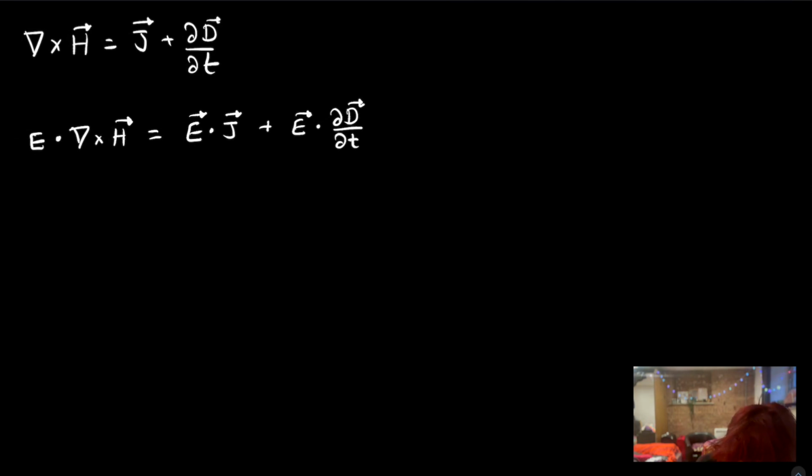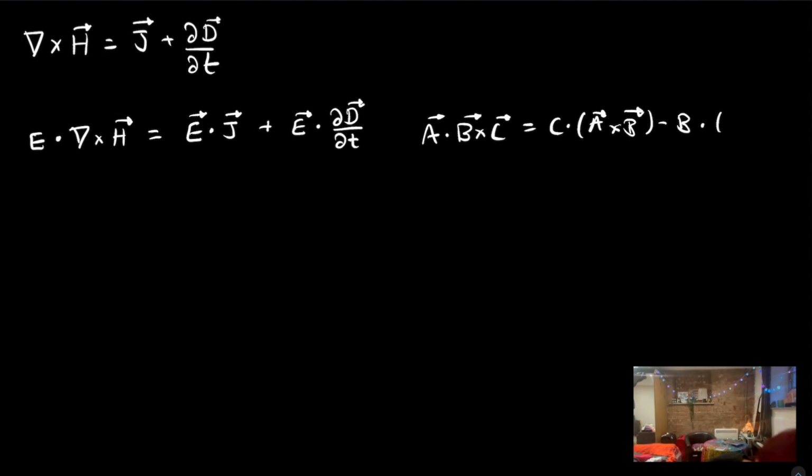And for this left-hand side, we can reshuffle this equation using a well-known vector identity. The vector identity I'm using is that A dot B cross C, where these are vectors, is equal to C dot A cross B minus B dot A cross C right here. So this is a reshuffling property you can use for the triple products of vectors.